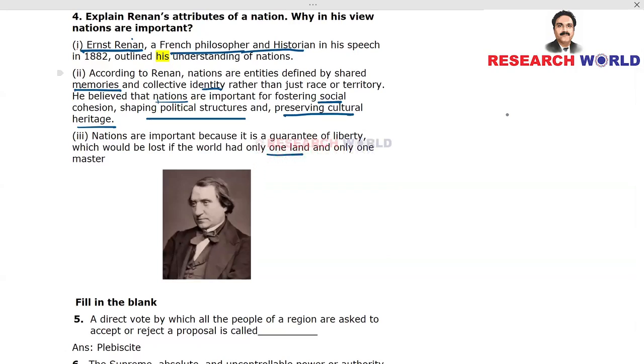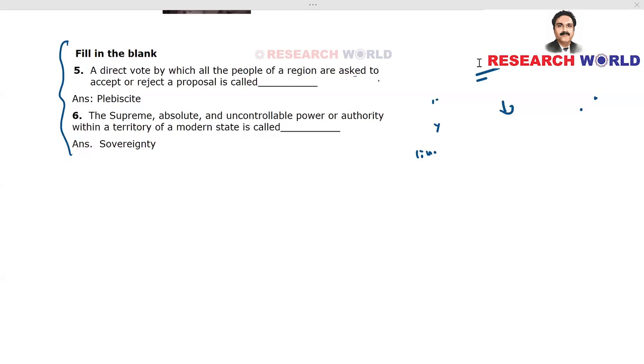And what if this nation concept, instead of nation, was replaced by one single large world and ruled by one master? What could be the biggest drawback of that? That should be mentioned in the third point. Okay, so we have completed the fourth question as well. Now we'll move on to the fifth question. These two questions are fill in the blank type of questions.